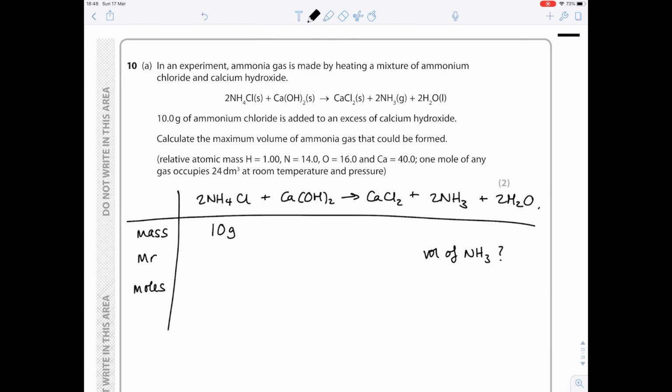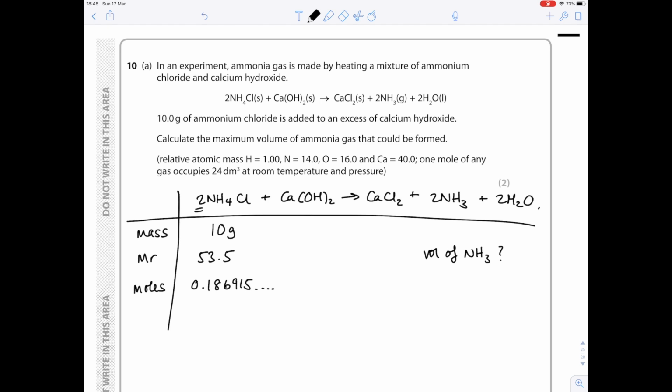Let's work out our Mr of ammonium chloride. So that's going to be 14 plus 4 times 1, which is the mass of hydrogen, plus 35.5 to get a value of 53.5. You ignore this 2, don't worry about that now. To work out the number of moles, we do 10 divided by that number, because it's mass divided by Mr, to get a value which is 0.186915. You want to keep that number unrounded because you don't want to add rounding errors here.